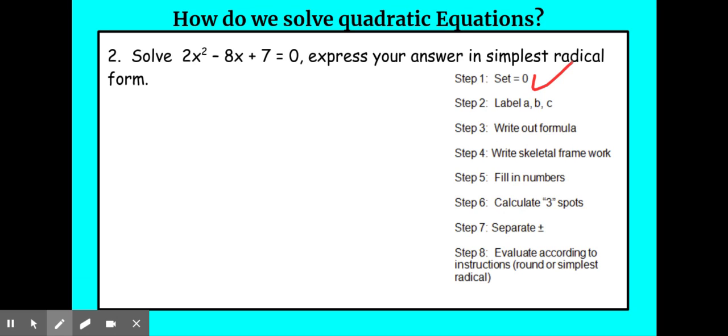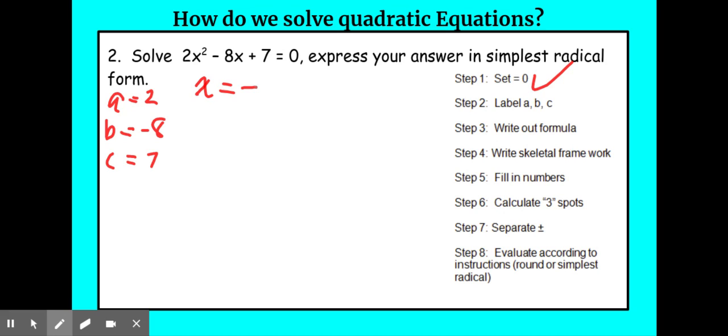Next step, make sure you label your A, B, and C. So A is equal to 2, the number in front of x squared. B is negative 8. C is positive 7. So your next step is write your quadratic formula out, but write the skeleton method, which I'm sticking to.